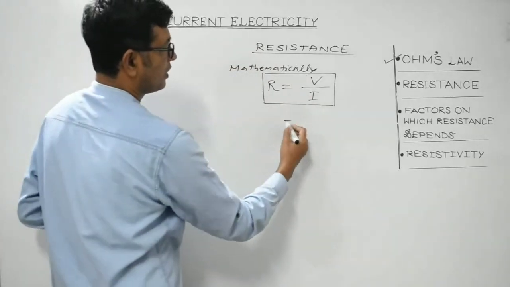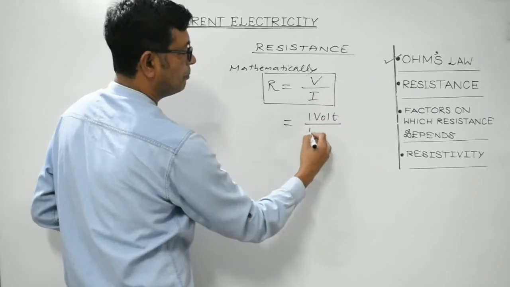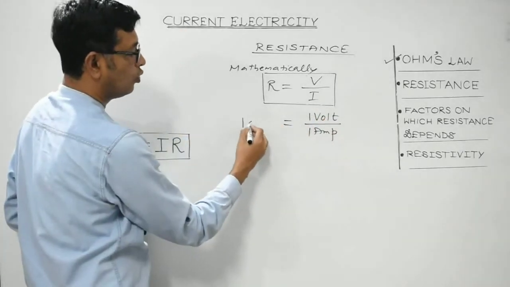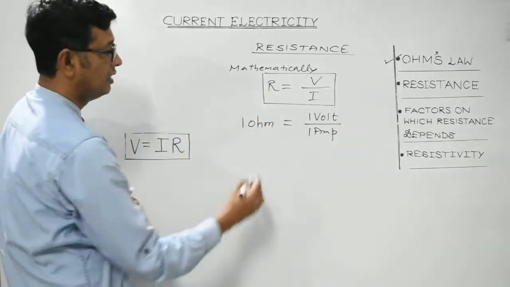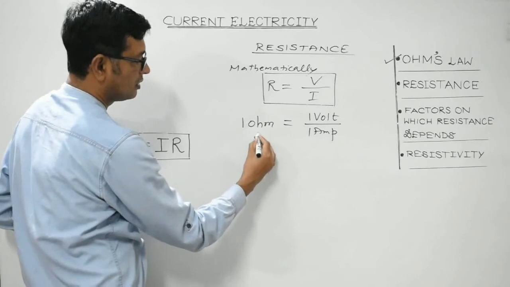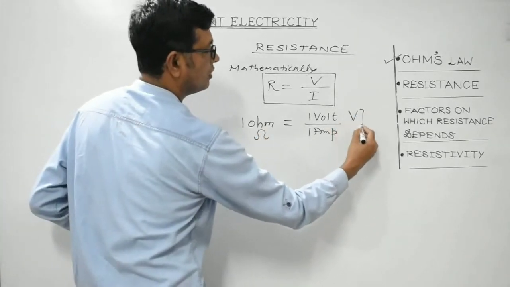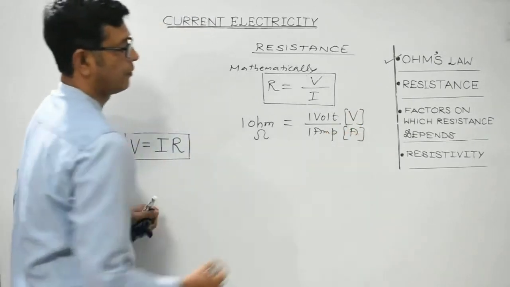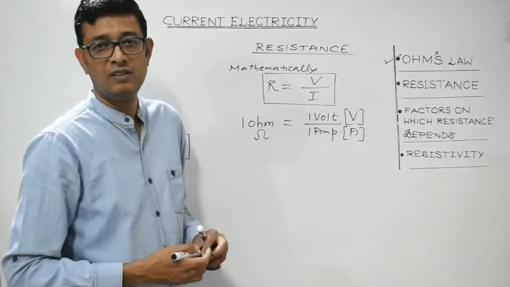Now look, its SI unit is 1 volt divided by its SI unit, ampere. So 1 volt divided by 1 ampere is 1 ohm. Ohm is the SI unit of resistance. It is represented like this. This is the symbol for writing ohm. Volt is represented by capital letter V, and then ampere. So the SI unit of resistance is ohm.